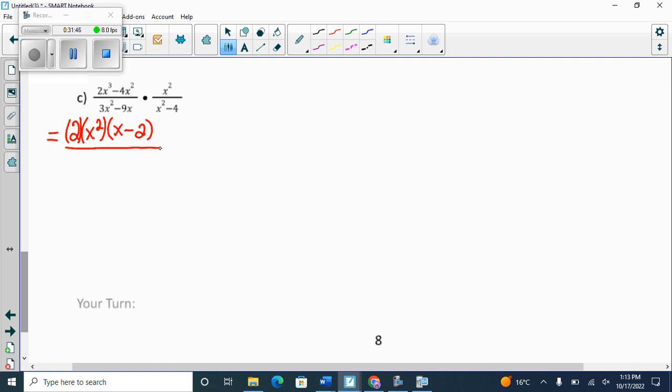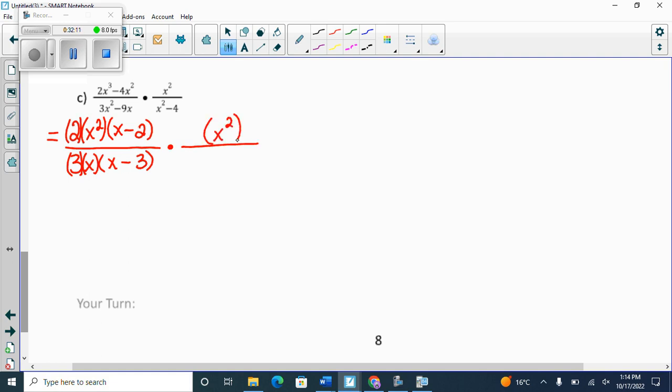Then I have 3x squared minus 9x, which I can take out a 3x. When I take 3x out of 3x squared, I'm left with an x. Minus 9x divided by 3x is 3. And then brackets around the 3 and the x because they are attached by multiplication. The top is an x squared, and it's just a monomial, so it goes in its own brackets.